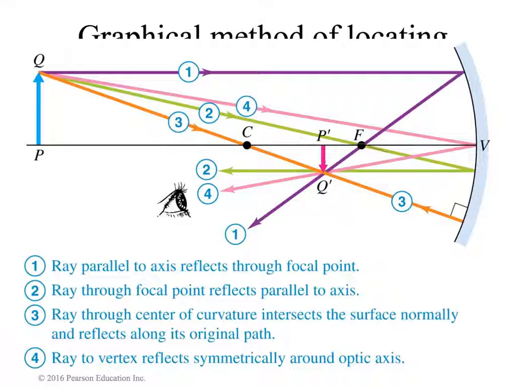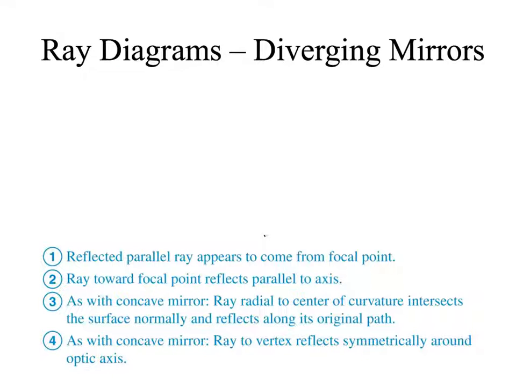And here we see our image. Right here is the image, and again, we can see that my results are consistent with this better picture, where it's inverted, reduced, and real. So in the next picture, what we're going to look at is the ray diagrams for a diverging mirror, which are a little bit trickier to draw because they just are.